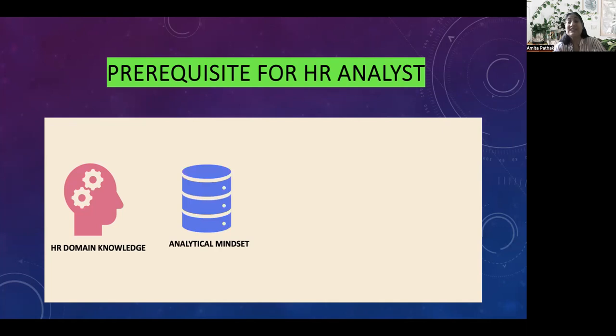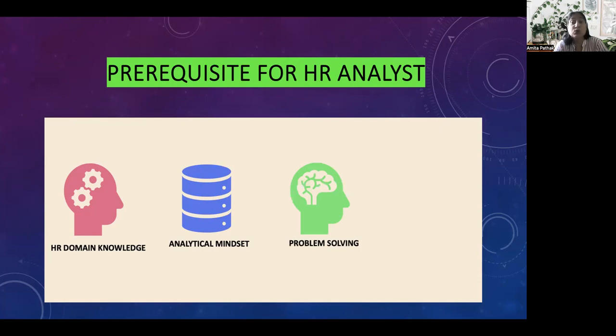What's next? Analytical mindset. As the word suggests, HR analyst. An analyst means a person who is analyzing things, who is applying his mind to get some meaningful conclusions. Therefore, the person should have an analytical mindset. Okay. Because if the person has an analytical mindset and is able to do critical thinking, it's much easier to work on the calculations and to gain certain insights. Because ultimately the role of an HR analyst is to gain certain insights using statistical methods, and help the decision maker with informed decision making. Okay.